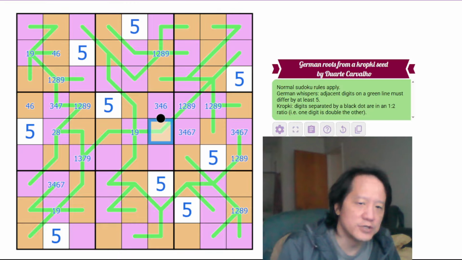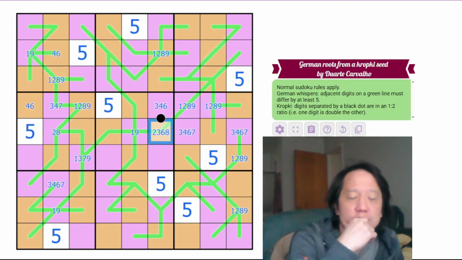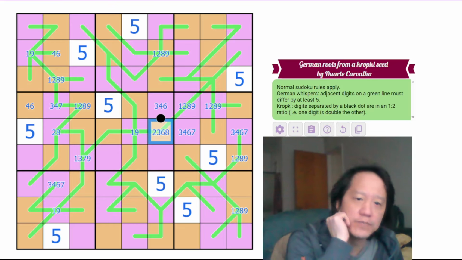3 can be in a ratio with 6, 4 can be in a ratio with 2 or 8, and 6 can be in a ratio with 3. So those are the possibilities there.